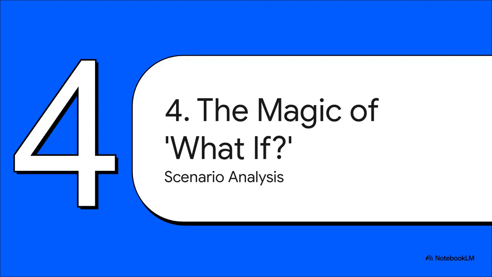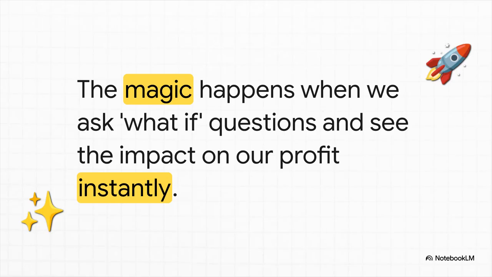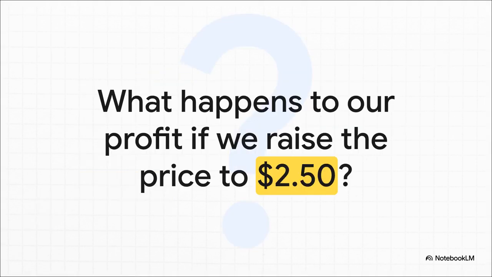Okay, we've done the heavy lifting. We built the engine, and now we get to the magic. This is the moment our kind of boring static spreadsheet transforms into a dynamic tool that helps us make actual decisions. So yeah, our model is officially built. Now let's put this thing to work. Let's ask our first big what-if question. Let's say we're feeling pretty confident about our lemonade. It's delicious. So what happens if we raise the price to $2.50?